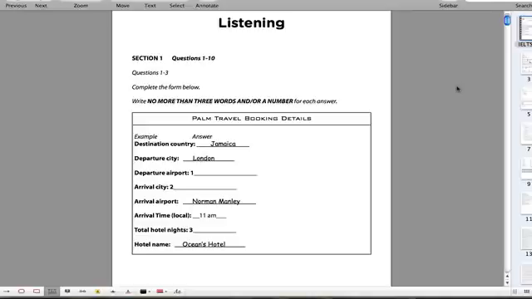Okay, so now let's just talk very quickly about the answers. You probably picked up, they share all of this information in the recording. So the departure airport is very closely linked to the departure city. It is Heathrow International.